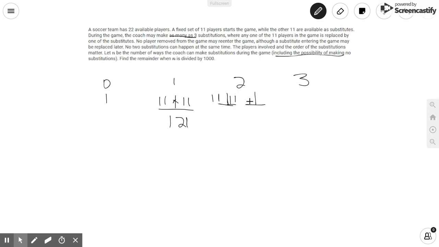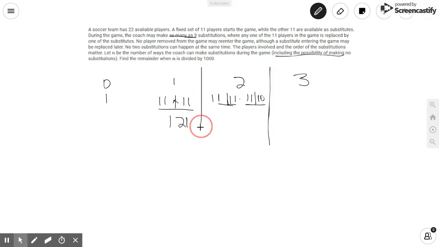However, it changes a little when we get to the next substitution. We can still pick any of the 11 players to take out of the game, but since the first player who left, which is this guy, cannot be put back into the game, we have one less choice for who we can put back. So we have 11 minus 1, which equals 10 ways to pick the second person. Then we multiply the two, and we get that as our answer. Now, I'm just going to leave it unsimplified for now because that does look like it's going to take a while to multiply out, and maybe we can do something with mod 1000 later.